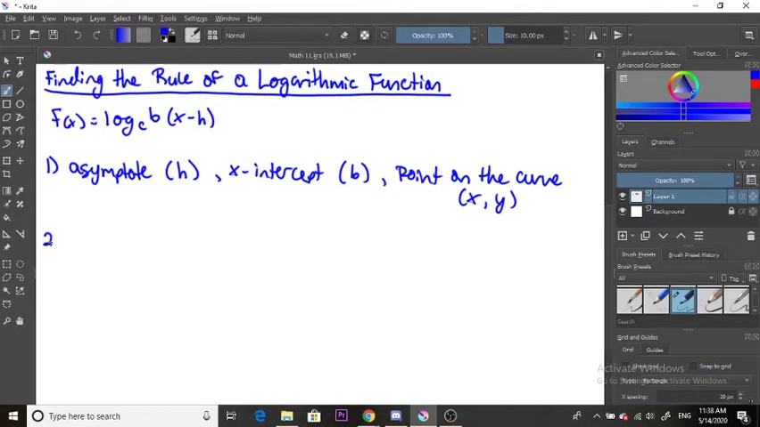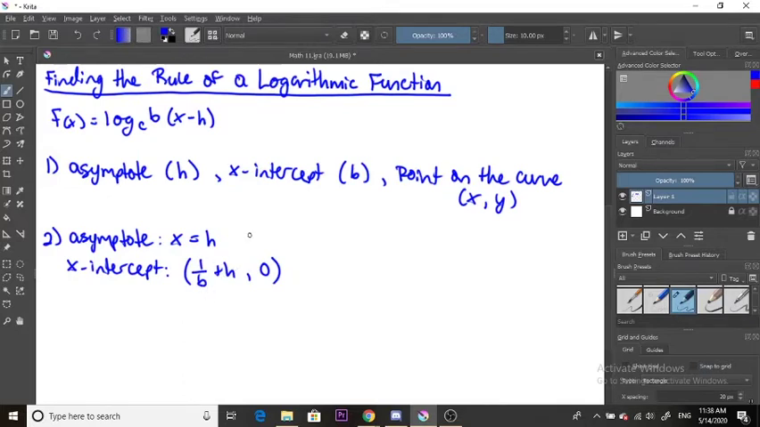So step number 2 would be to determine your h and b. So remember, the equation of your asymptote relates directly to your h, so your equation is x = h. So you can determine that from the graph. The x-intercept has the coordinates of (1/b + h, 0). So if you know what your h is and you know what the coordinates are, then you can isolate for your b and determine what your b is.